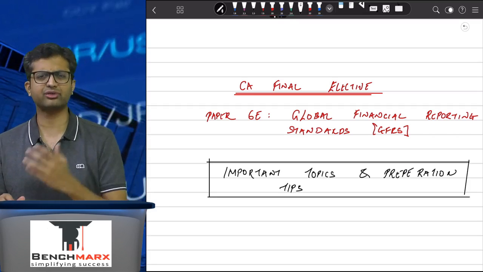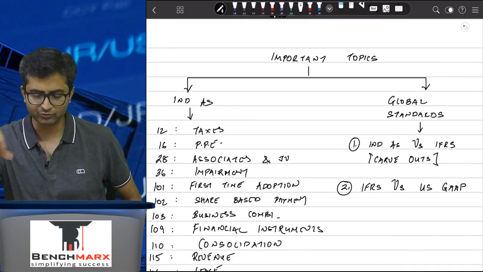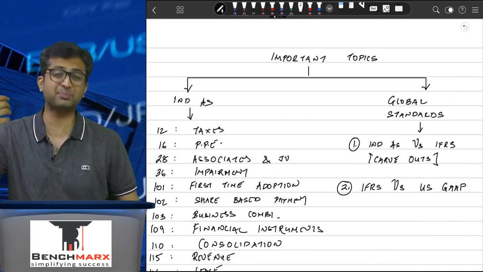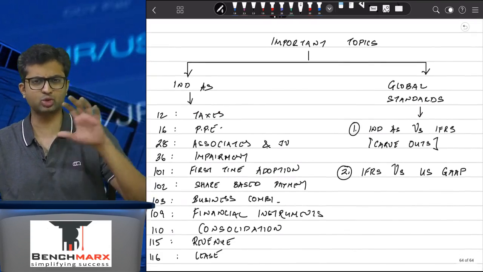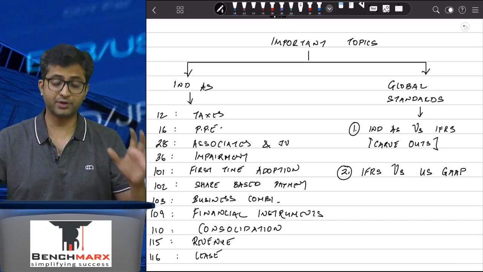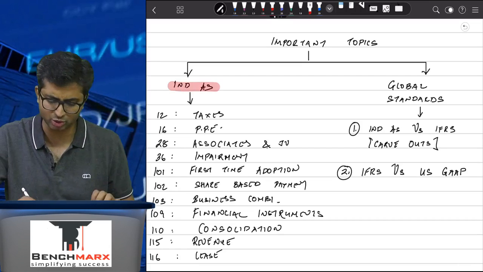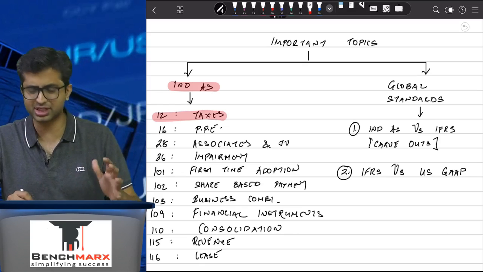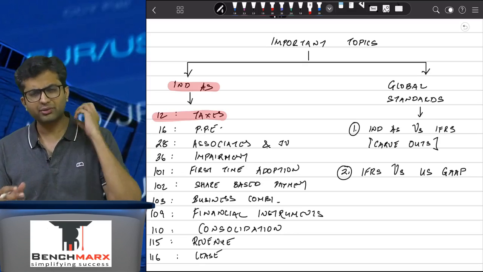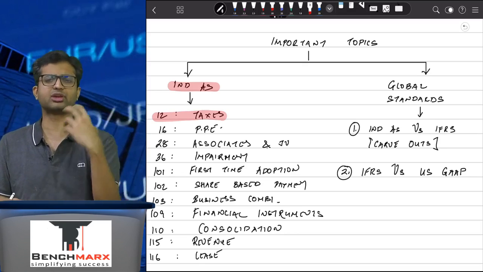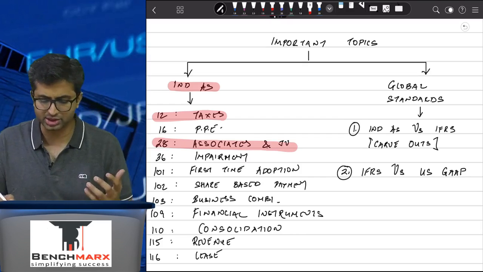So let's get started. When we look at Global Financial Reporting Standards, to be specific paper 6E, there are a few important topics that the institute keeps on asking quite frequently, which I have noted down. There are two specific things that you have to cover pretty well. First, there are a few specific Ind AS standards like Ind AS 12, income taxes, a hot institute favorite. Property, plant and equipment sets a base for a lot of standards, so you will get some question or the other on it. Associates: in almost every paper I've seen some question on the application of the equity method for a joint venture or an associate. So definitely you need to revise this properly.